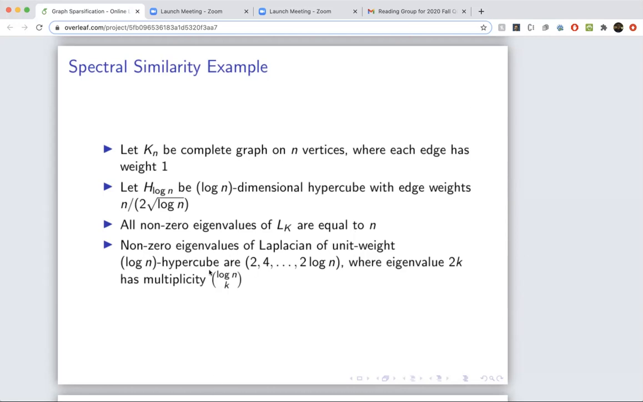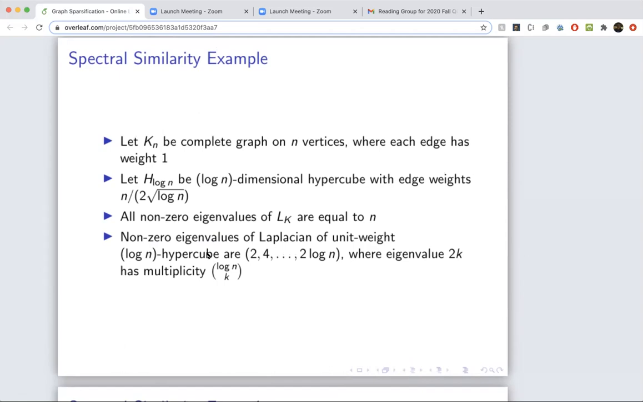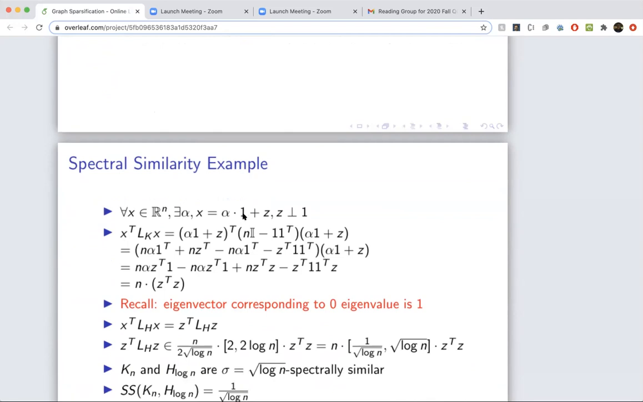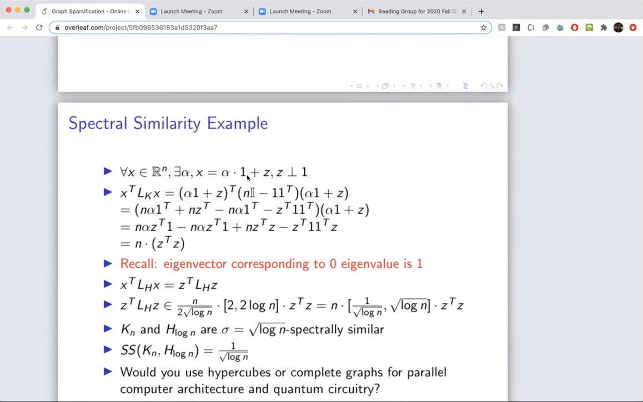Okay, so these are just, again, results that have been proven already. We're going to take them for granted, and then we're going to try to show the spectral similarity between K and H. So for all X in R^n, there exists some alpha such that X is equal to alpha times the all ones vector plus some other vector Z. From this definition, we know that Z is orthogonal to the all ones vector. So we're decomposing X into alpha times the all ones vector plus some vector Z that's orthogonal to all ones.